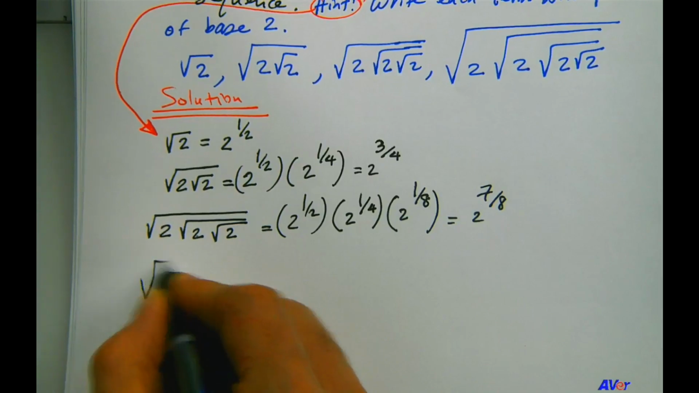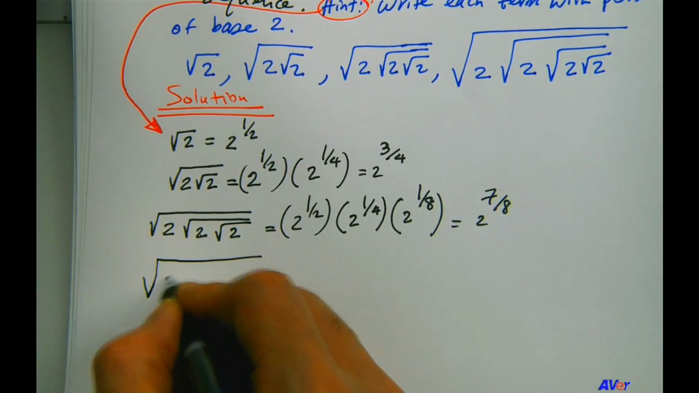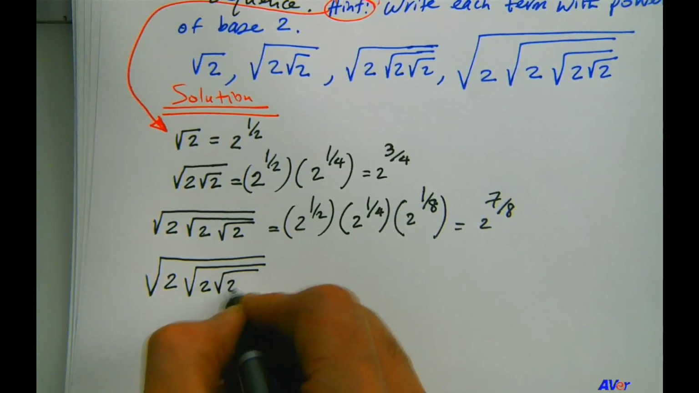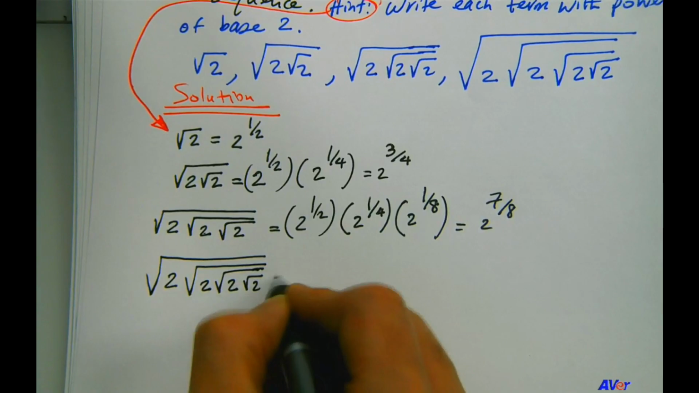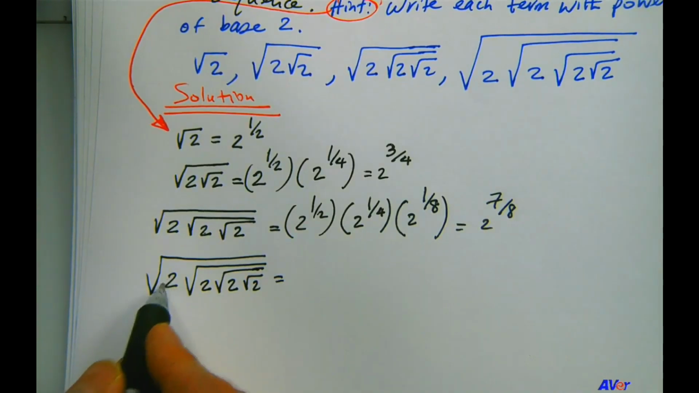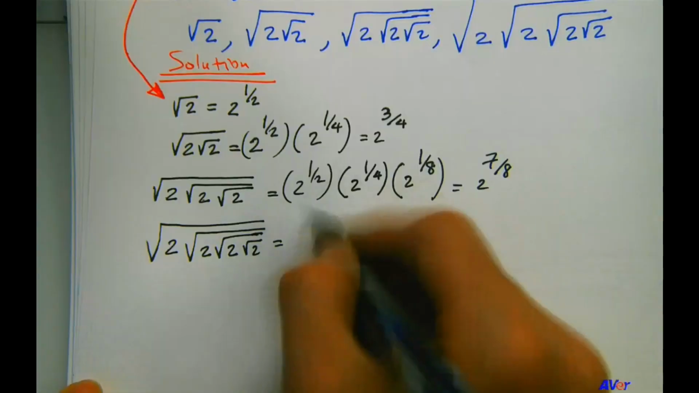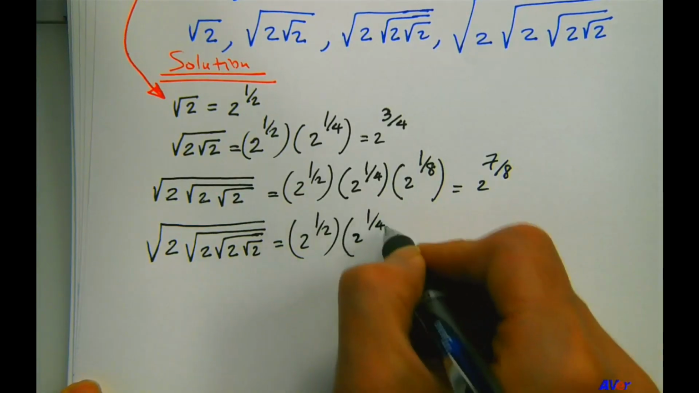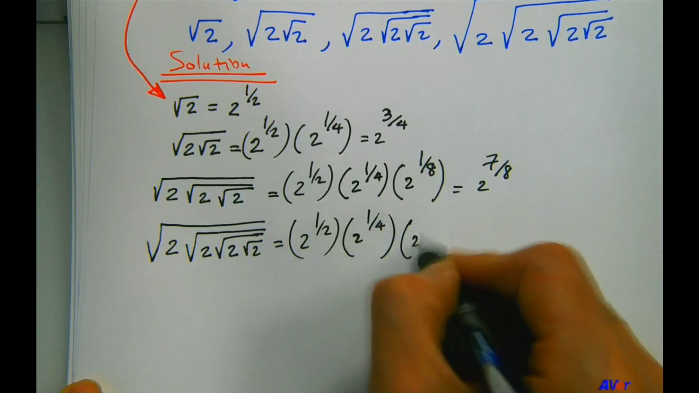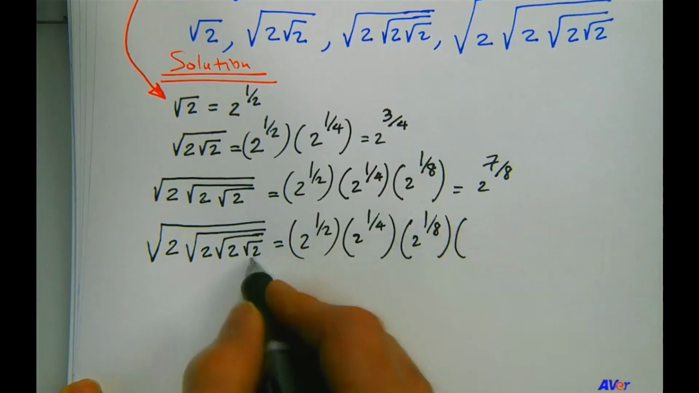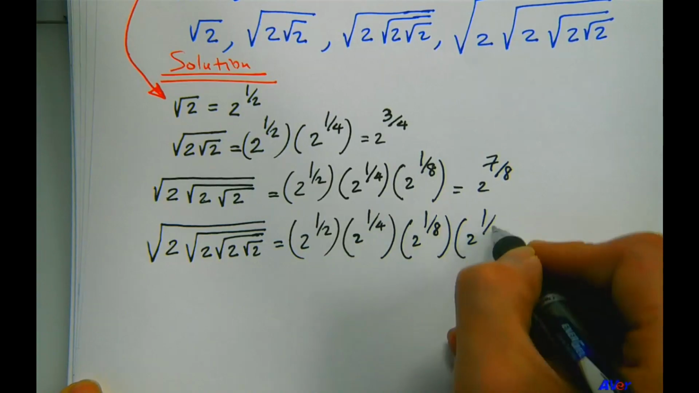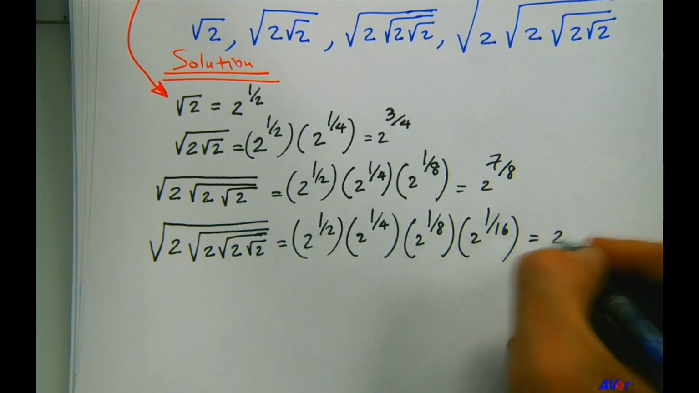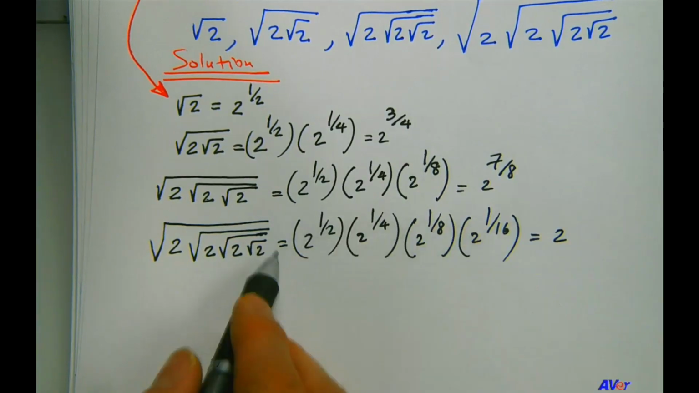So square root of 2, square root of 2, square root of 2, square root of 2. For the first one, it'll be 2 to the 1/2 power. The second one, 2 to the 1/4 power. Third one, 2 to the 1/8 power. Fourth one, 2 to the 1/16 power. Okay? Once again, the base is 2, and then add the powers.